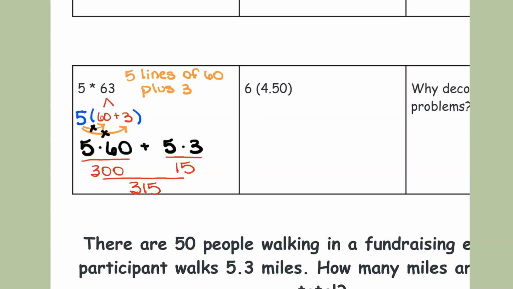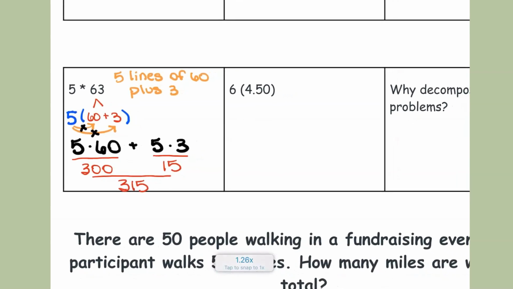Well, we can break that down into dollars versus cents, right? I can say 6 times $4, and then I can also say 6 times 50 cents and just add those two together to give me a total of 6 times 450.